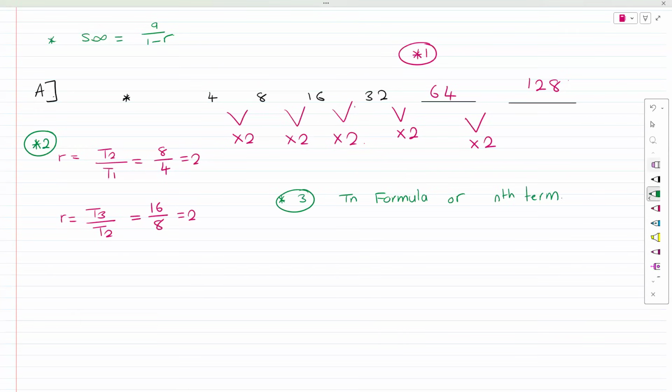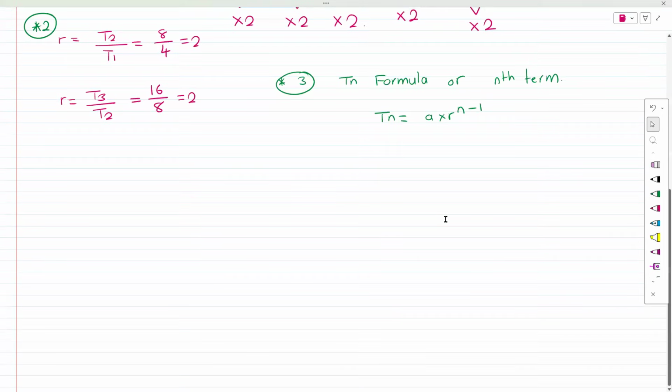Now it's up to you guys to decide how you're going to deal with this, if you're going to memorize it or not. But these two just mean calculate the formula. So the formula is quite straightforward. Tn is equal to A times R^(n-1). A stands for the first term, which is 4, R is 2, and n minus 1. And this is the Tn formula. Done. Game over.